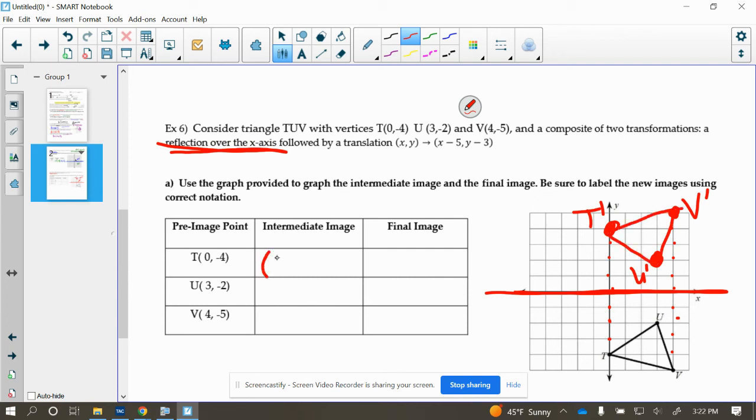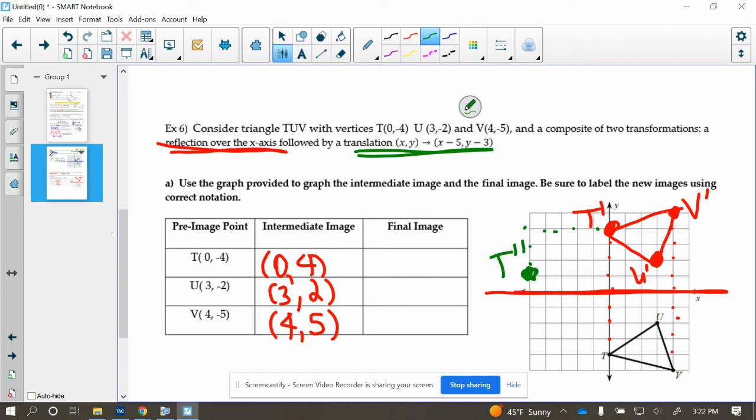So T is at 0, +4. U is at 3, +2. And V is at 4, +5. That's T prime, U prime, and V prime. Now our final image, again, I'm going to change colors, is going to require us to translate each of those prime points to their new location. So we're going to take T prime, we're going to move it to the left, 1, 2, 3, 4, 5, and down 3. This is now T double prime.